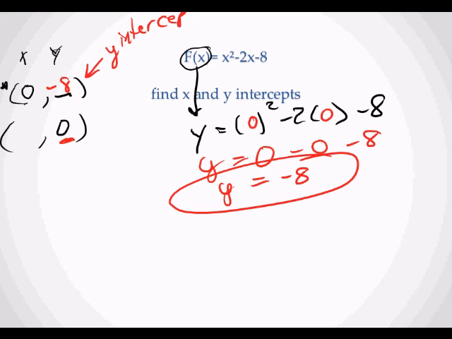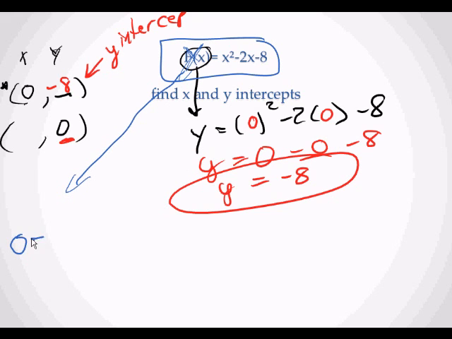It says find our intercepts. This is one intercept, 0, negative 8. Now we have to find the other intercept. This time, y is going to be 0. So I'm taking the same equation. Remember, this is just another way of saying y. And I'm going to change y to 0 and find x.